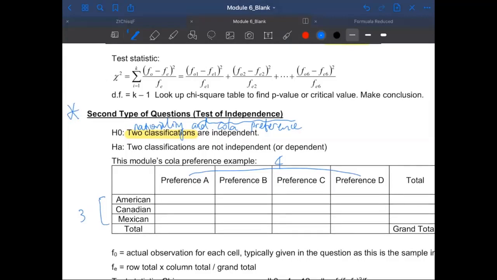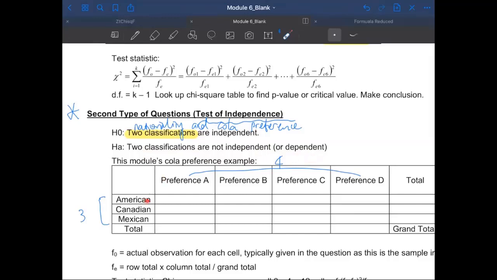So nationality and color preference. Sorry about the handwriting here. Nationality and color preference are independent. Independent means there's no relationship. Whether people like flavor A or B or C, it doesn't depend on which country they came from. And the alternative is going to be they are not independent. Okay, so you want to be specific as well. You want to say nationality and color preference are not independent. What I mean here is they are dependent. There is some kind of relationship.